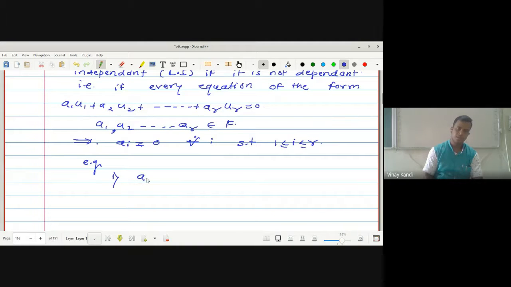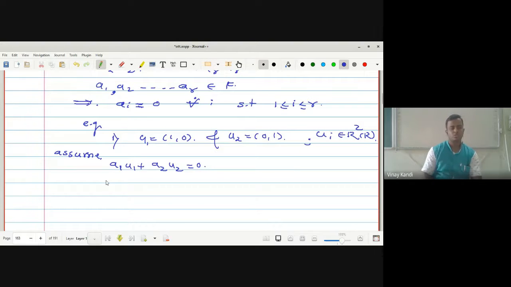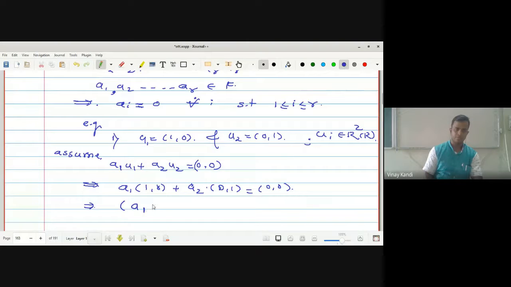Look at this as an example. Suppose u1 is equal to (1, 0) and suppose u2 is equal to (0, 1). These are vectors from the set R2 over R, ordered pairs. Now you take a1 u1 plus a2 u2 is equal to 0. Assume the linear combination of those two vectors is equal to 0. So this implies a1 into (1, 0) plus a2 into (0, 1) is equal to (0, 0). So here (a1, 0) plus (0, a2) is equal to (0, 0).